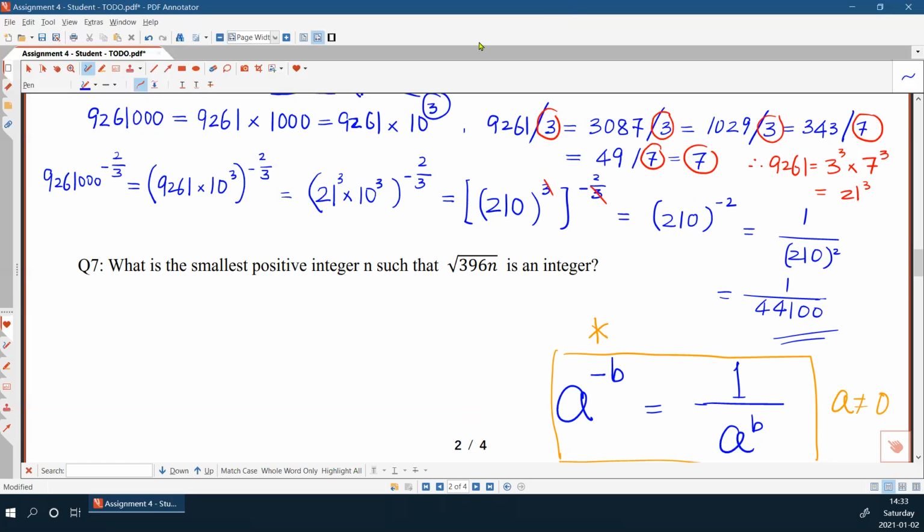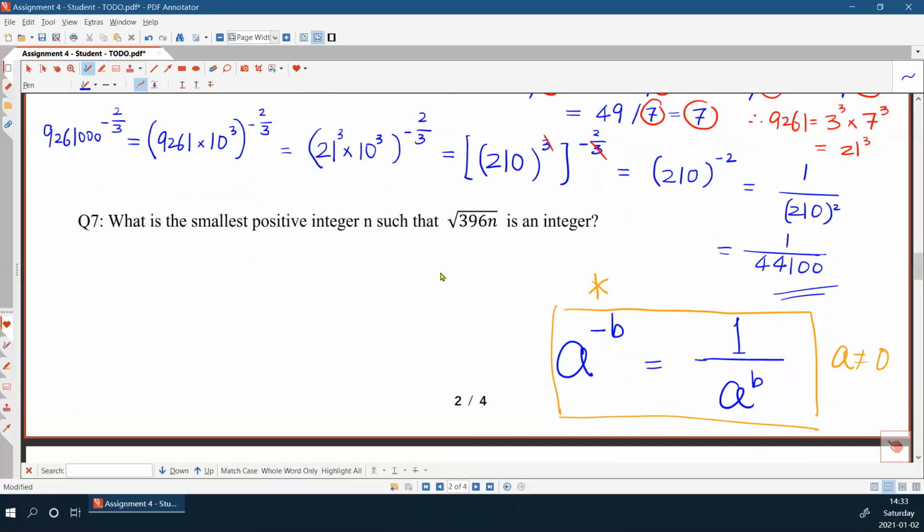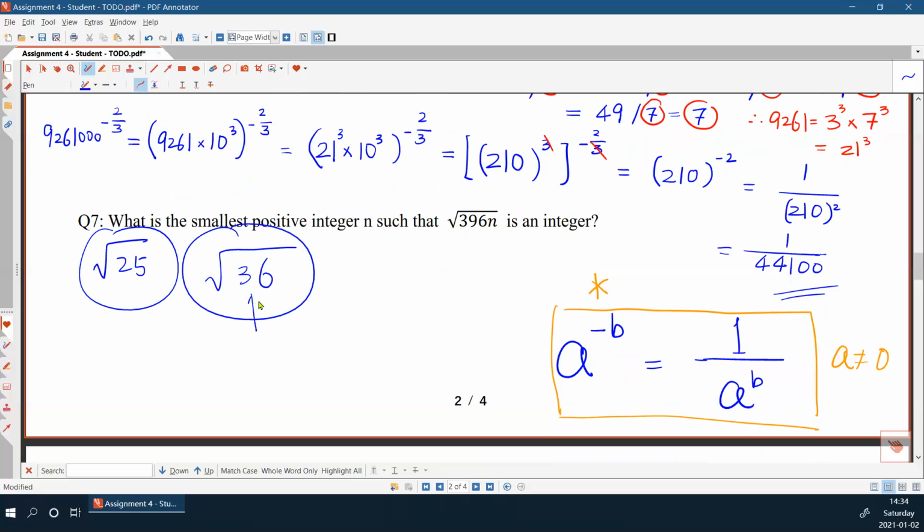Okay, if you have no problems, let's see the next one. Question 7. What is the smallest positive integer n such that square root 396 n is an integer? Okay, if I ask you that if this one is an integer, this is easy, right? Because 25 is a perfect square. And how about this one? This one is also an integer because 36 is a perfect square, right?